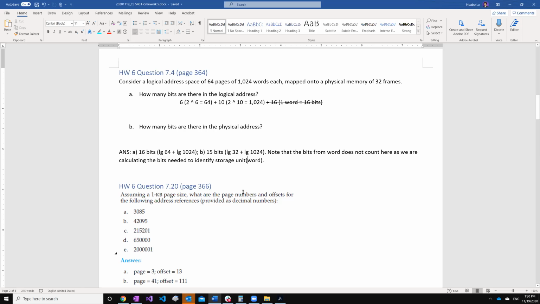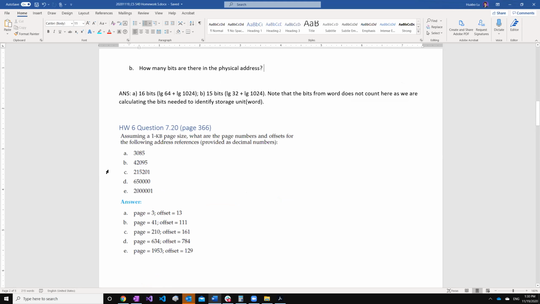Any questions on that? You don't count the bits from the storage because you want to mark the storage. That's why you can use this info to represent how many bits we need to find it.